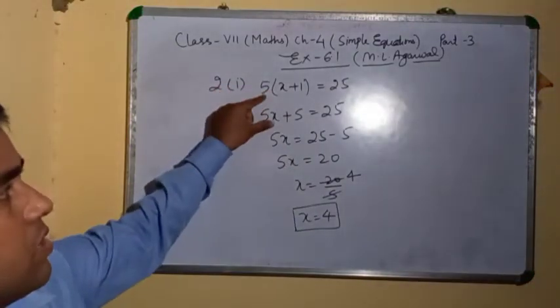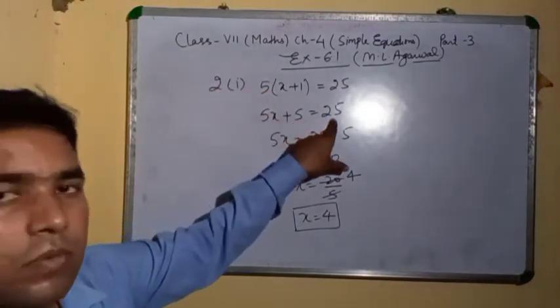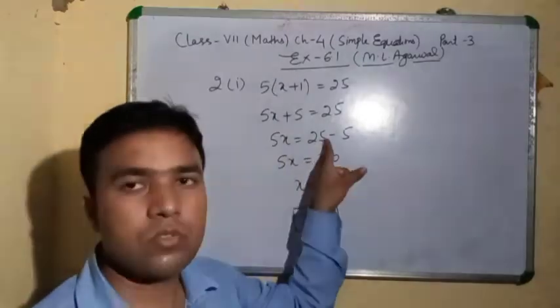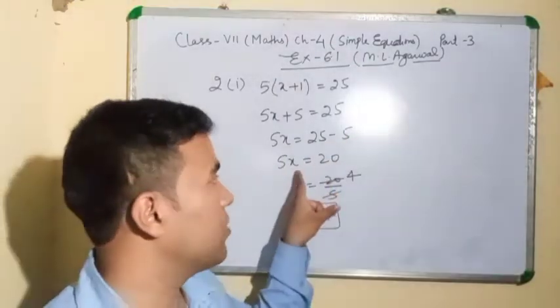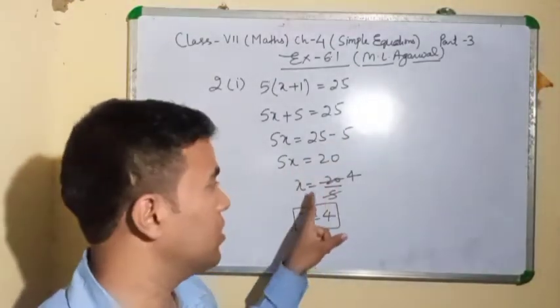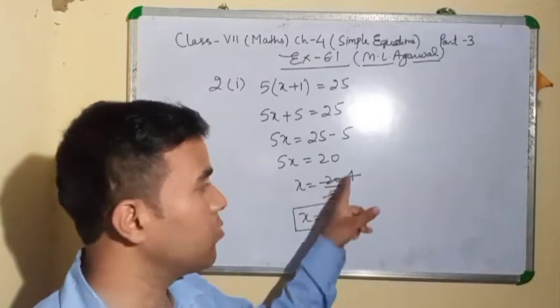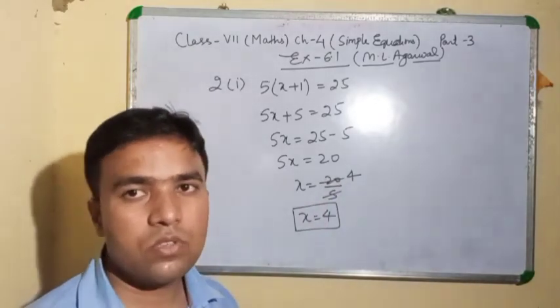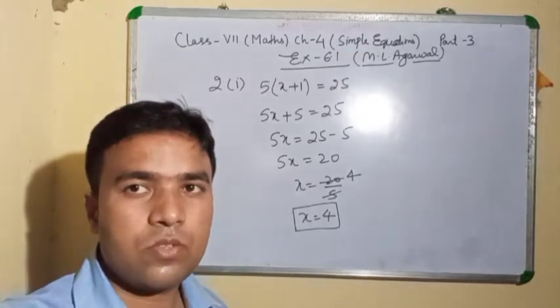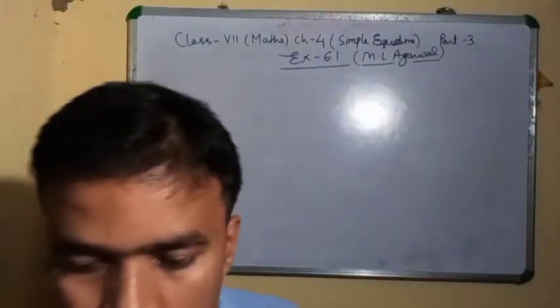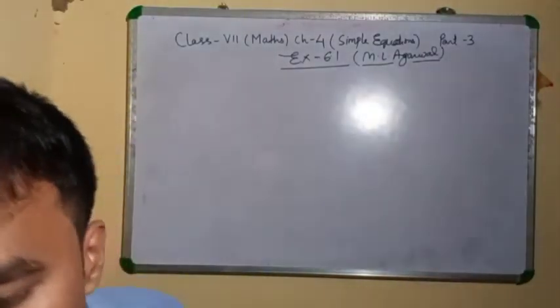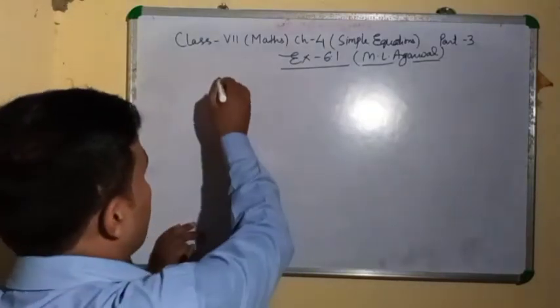5 into x, 5x, 5 1s are 5, equal to 25. Then 5x equal to 25 minus 5. Then 5x equal to 20. X equal to 20 by 5. 5 4s are 20. X equal to 4. Note down. Second you can do. Third one I will explain.